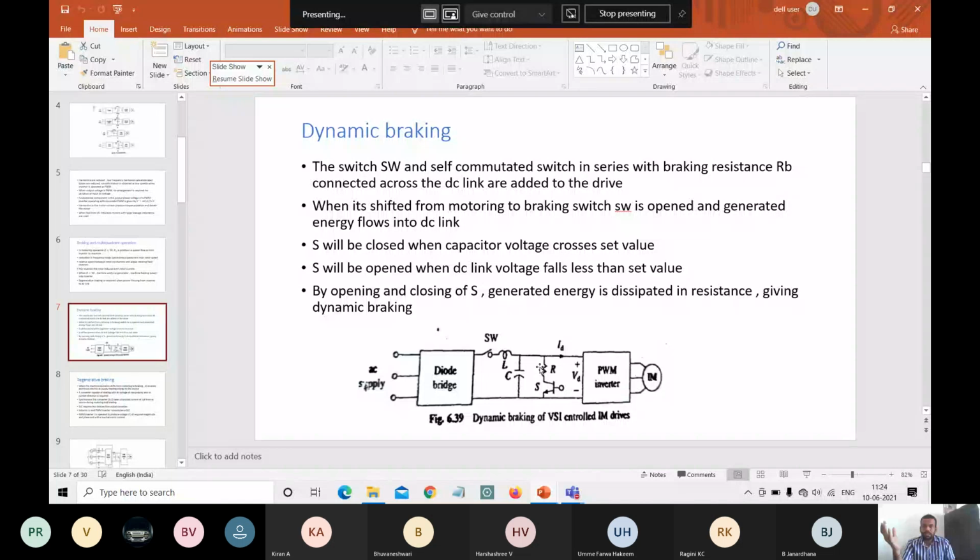So when the motor is shifted from motoring to braking, at that time what happens? The switch SW is opened and the generated energy flows into the DC link.